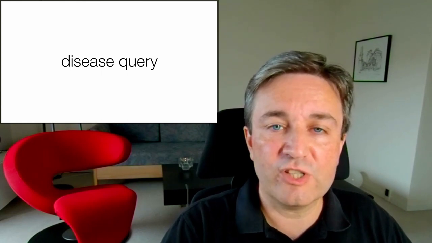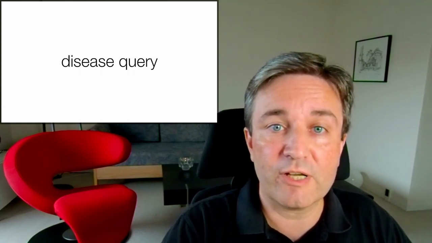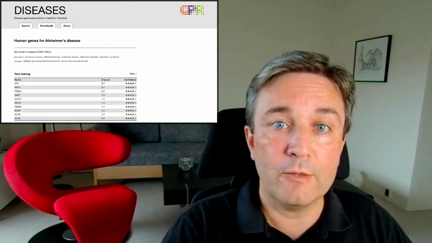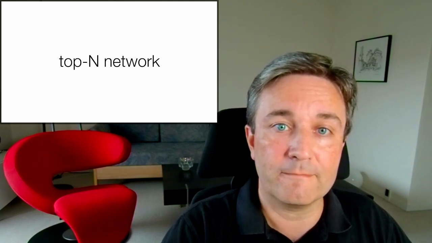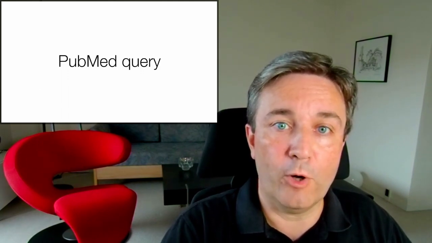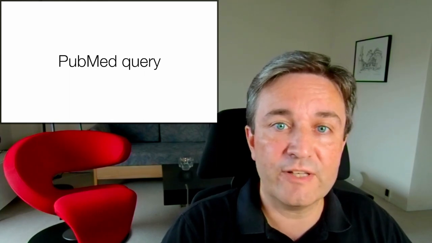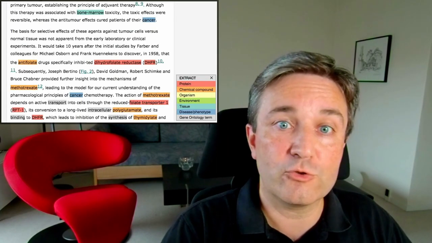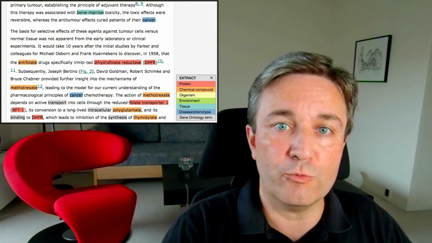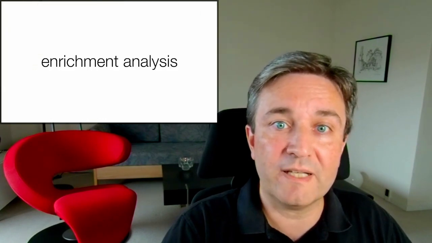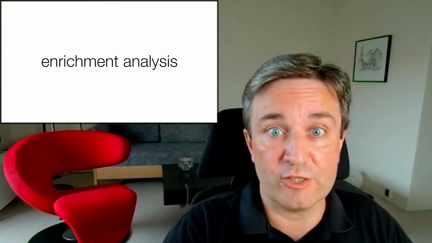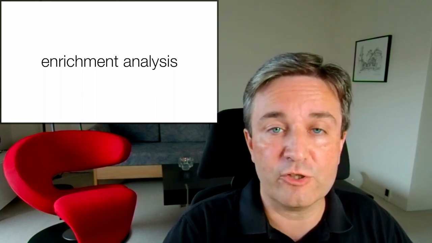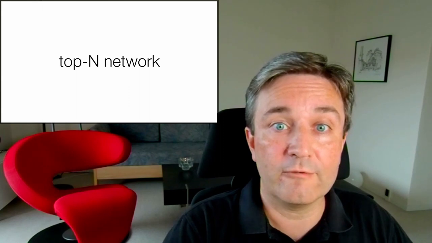Alternatively, you can do a disease query, providing a disease of interest like Alzheimer's disease, and we use the diseases database to retrieve associated genes and fetch a network for the top N genes. Similarly, you can do a PubMed query, finding articles of interest, which we will text mine to identify the genes and proteins mentioned within, and then use an enrichment analysis to find out which genes and proteins are enriched in your articles of interest compared to the literature as a whole, and fetch a network for the top N genes.